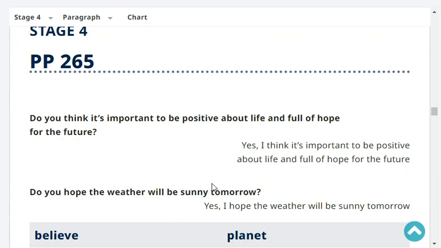Do you think it's important to be positive about life and full of hope for the future? Yes, I think it's important to be positive about life and full of hope for the future. Very good.